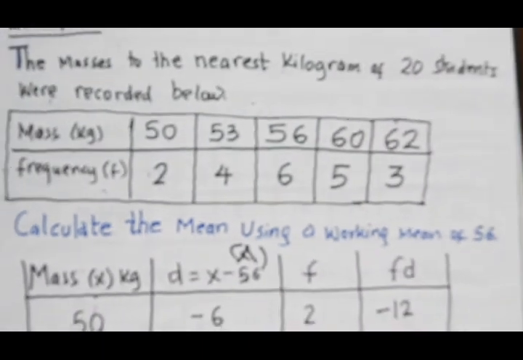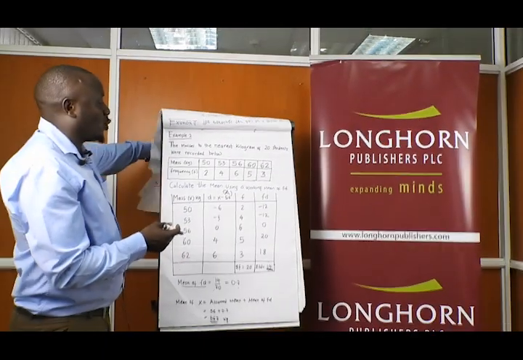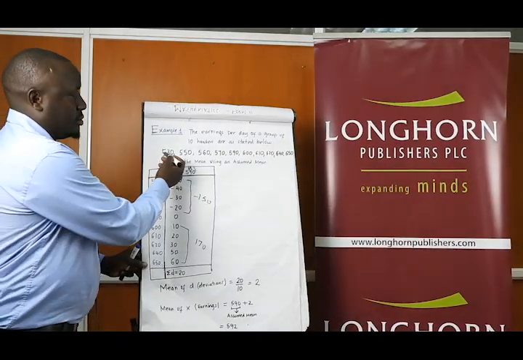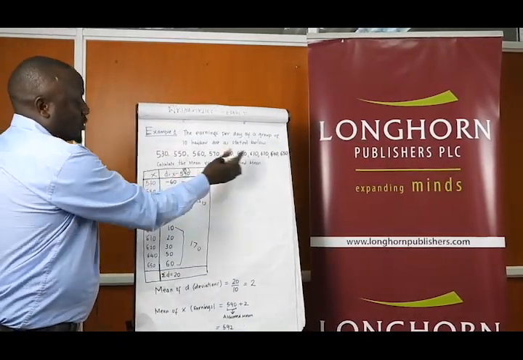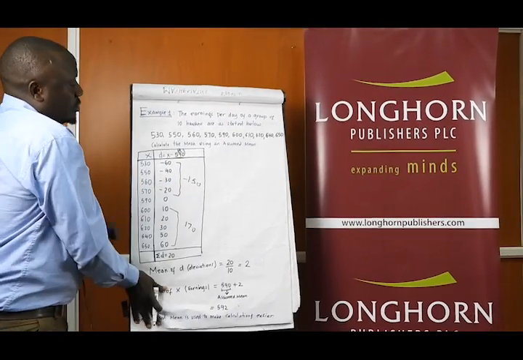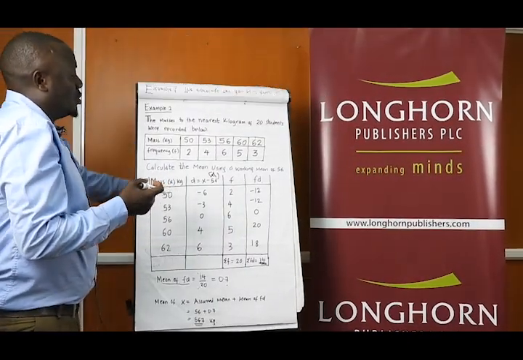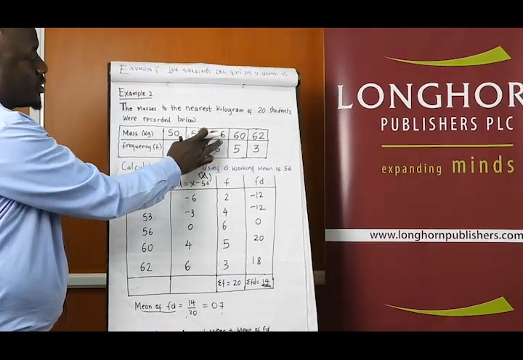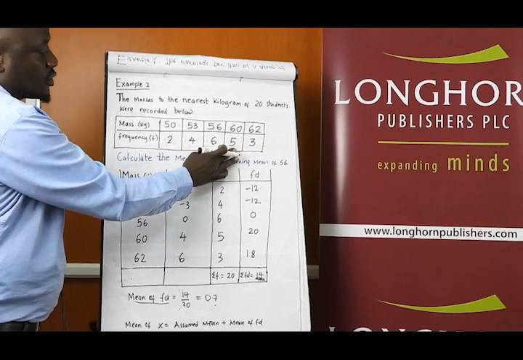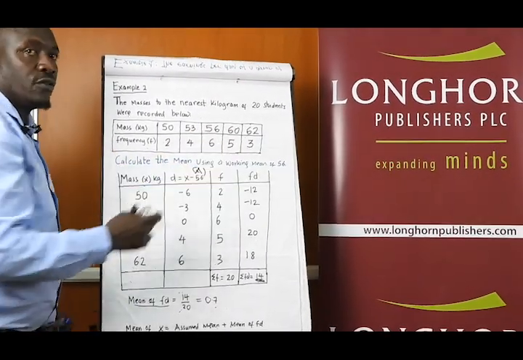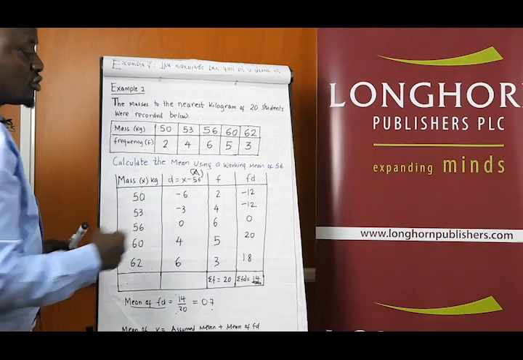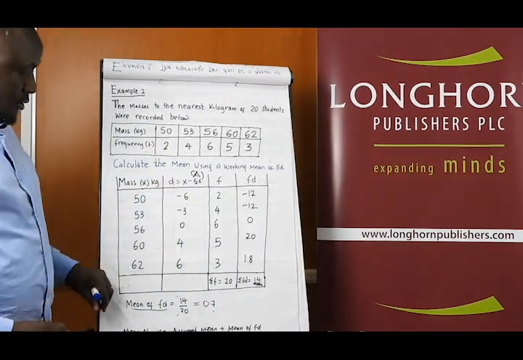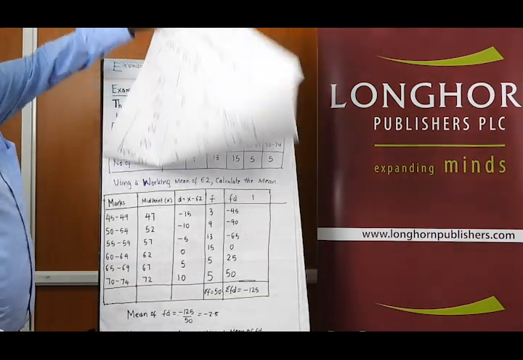We'll move to example 3. So note the difference between example 1 and example 2. In example 1, the frequency is 1 throughout. Now look at example 2. 50 has a frequency of 2. 53 has a frequency of 4. 56 has a frequency of 6. 60 has a frequency of 5. 62 has a frequency of 3. That makes us have an extra column so that we have the frequency times the deviations. We move to example 3.